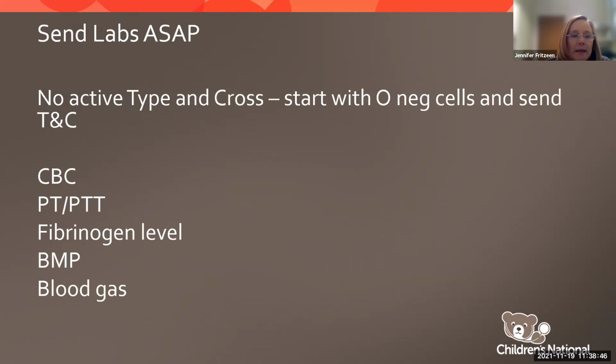I spoke a little about labs. Whenever we launch a massive blood transfusion, there's labs that have to be sent. If we don't have an active type and cross, we're going to send an active type and cross. We'll start with the O negative cells until we have the ability to give type specific. Everybody who has a massive blood transfusion, within the early stages of that, we should be attempting to send a CBC, coags, BMP, and a blood gas.